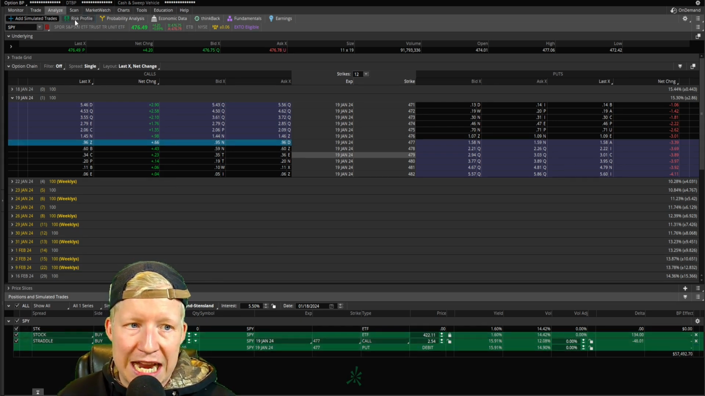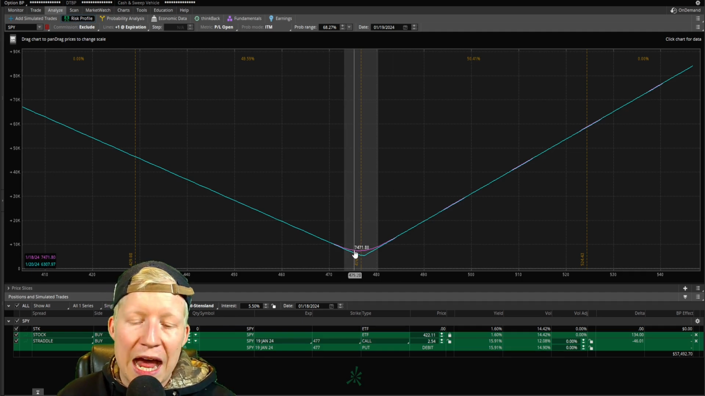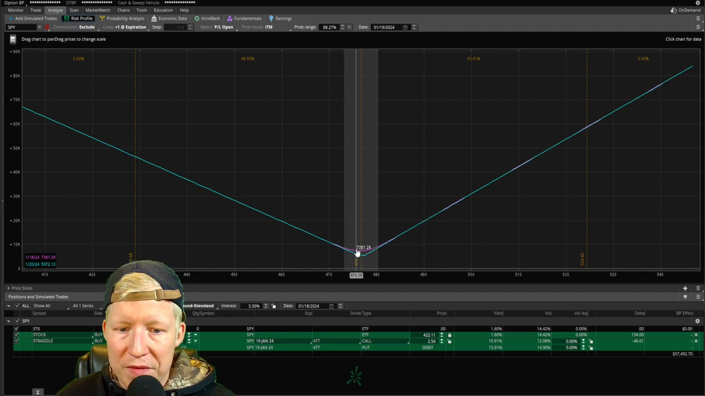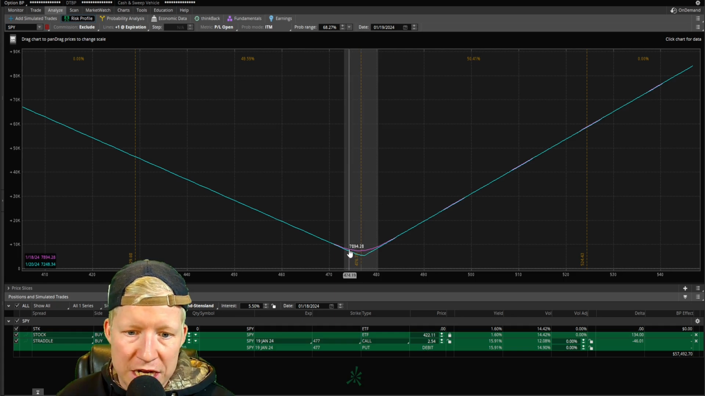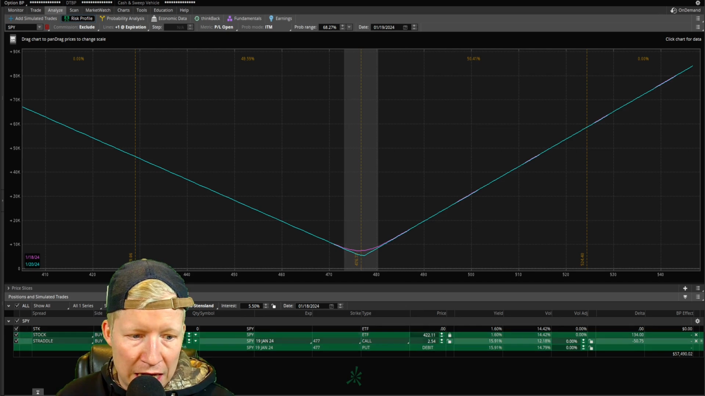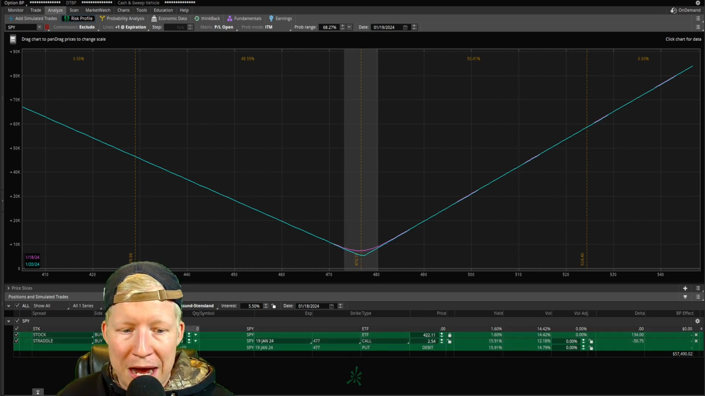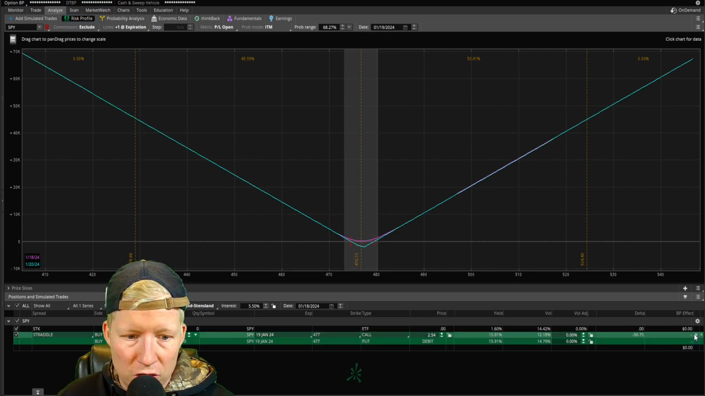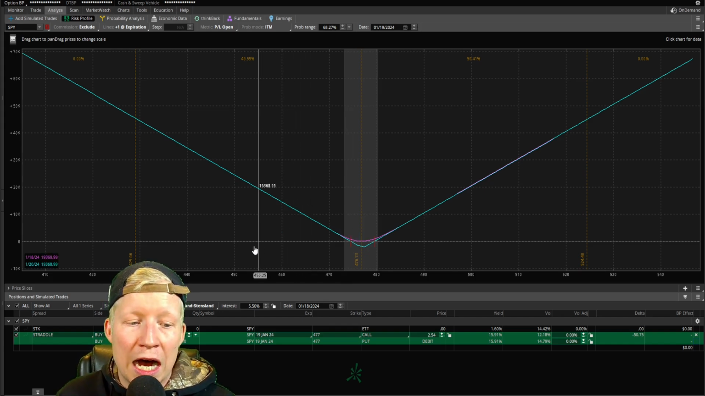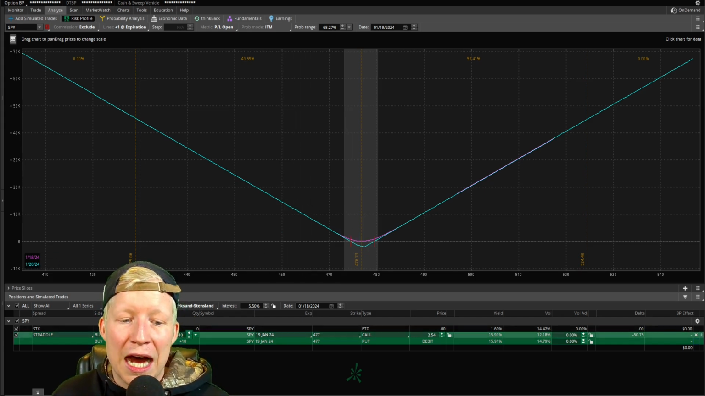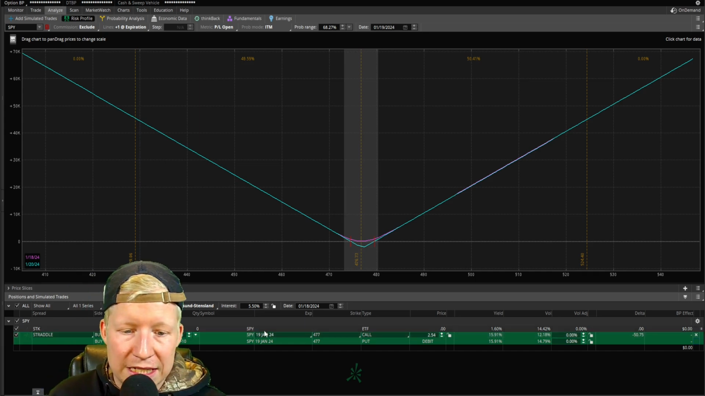So the point is now if I come back to my risk profile, I can see what happens if SPY on the expiration date, being tomorrow, expires at the current amount that I own. I also have stock in here. Hold on, sorry, let me get rid of the stock as well. Now it's just the straddle. Sorry, I'm buying 10 contracts.